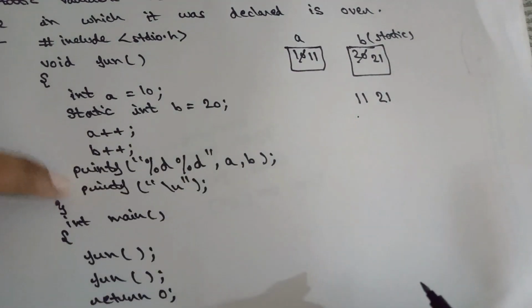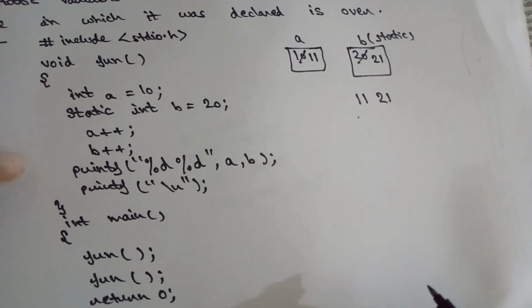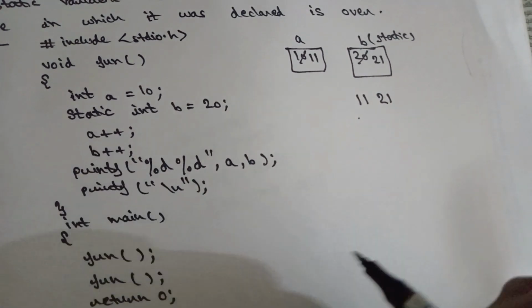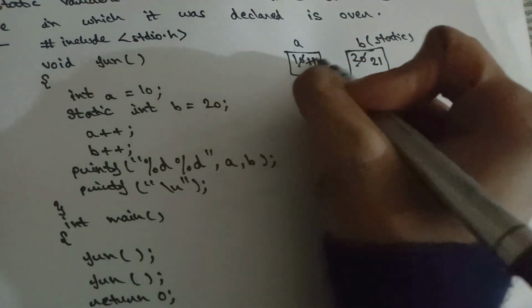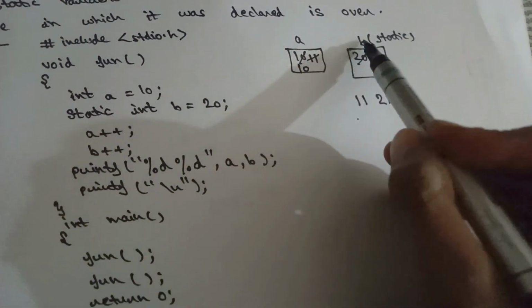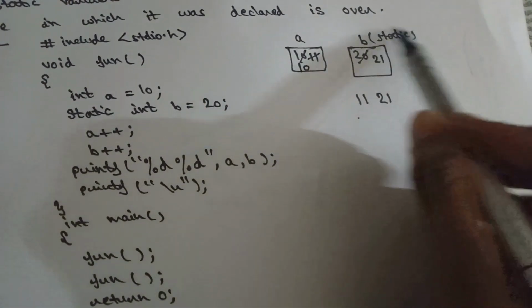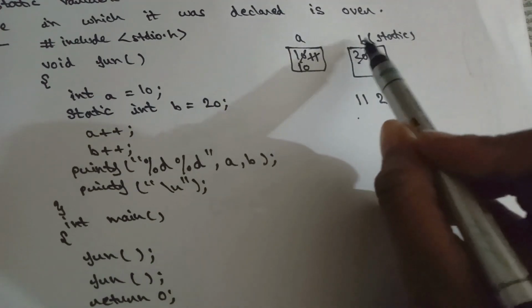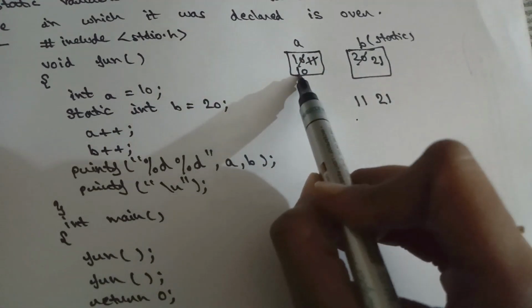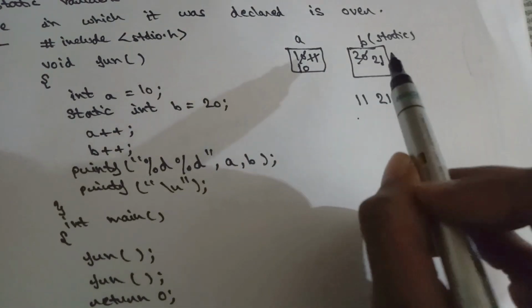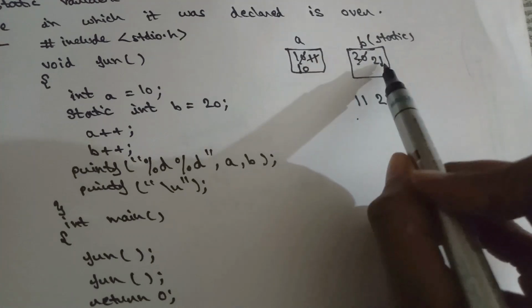After this, execution stops for this fun function. Control shifts back to the caller function. After this, fun function is called again, and control shifts back to the fun function. Again A will be initialized to 10 as it was destroyed after the completion. But this static variable remained as it is. The value 21 remained in the memory for the variable B. So A is again initialized to 10, but the static variable is only initialized once. It was initialized to 20 earlier, then incremented to 21.